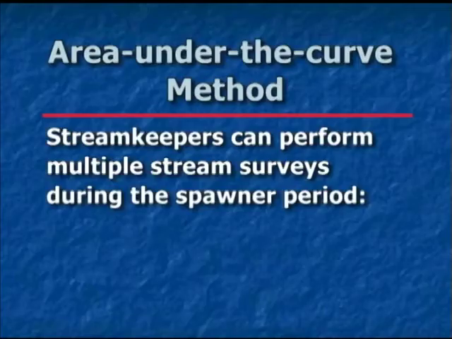So the area under the curve can commonly be used with much of the streamkeeper data that's collected. Streamkeepers often perform multiple stream surveys during the spawning period, which provides some helpful count data.